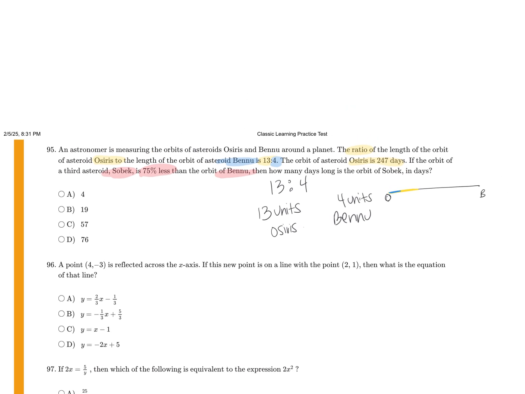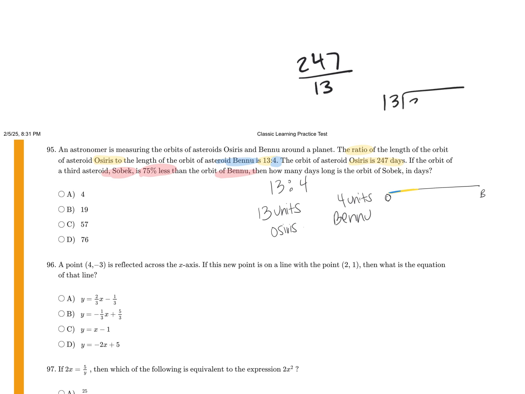They gave us the full orbit, 247 days. So that's a total, right? So out of those 247, we need to think of groups of 13, because for every 13, the other one takes up 4. So we can divide 247 by 13.